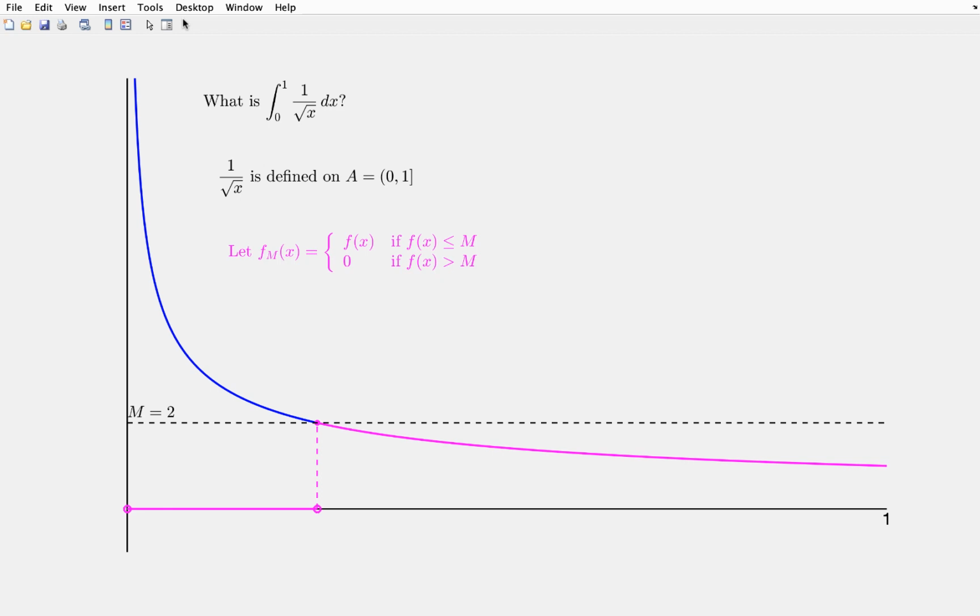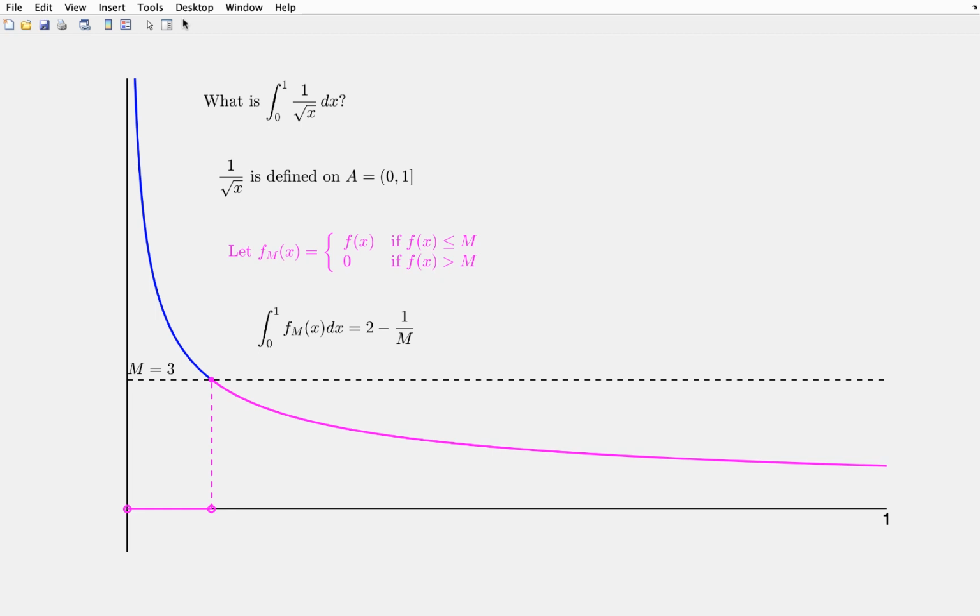So let's define fm to be f of x if f is bounded by m and 0 otherwise. So we see in the magenta line, we see fm of x if m is 2. Right, so for the first chunk, when f is greater than 2, we get 0, and to the right of that, we just get the function.